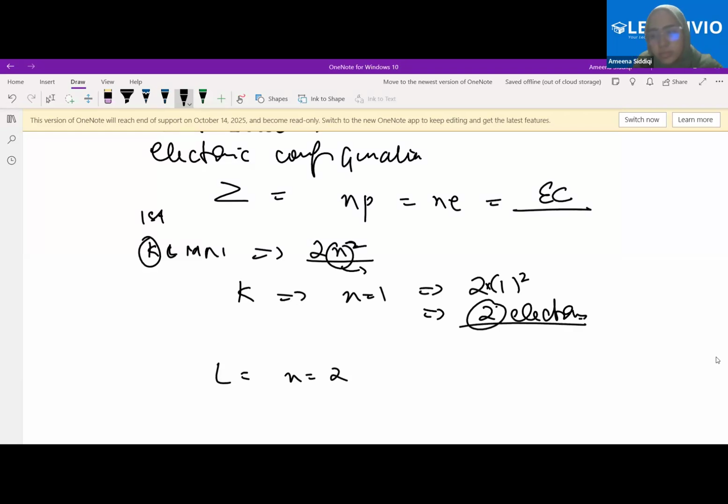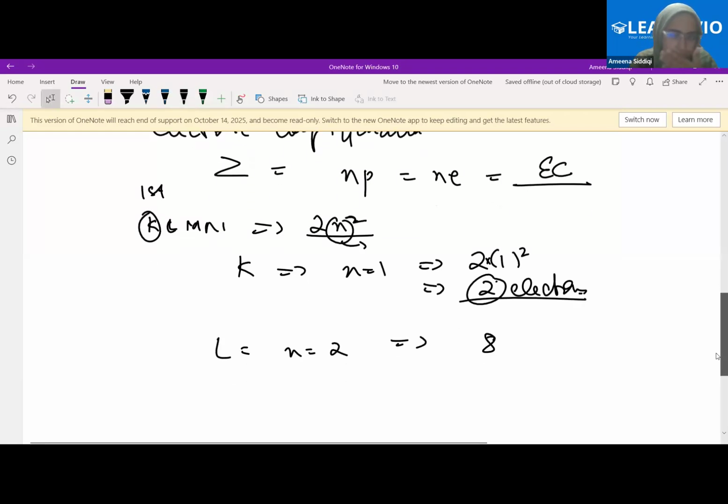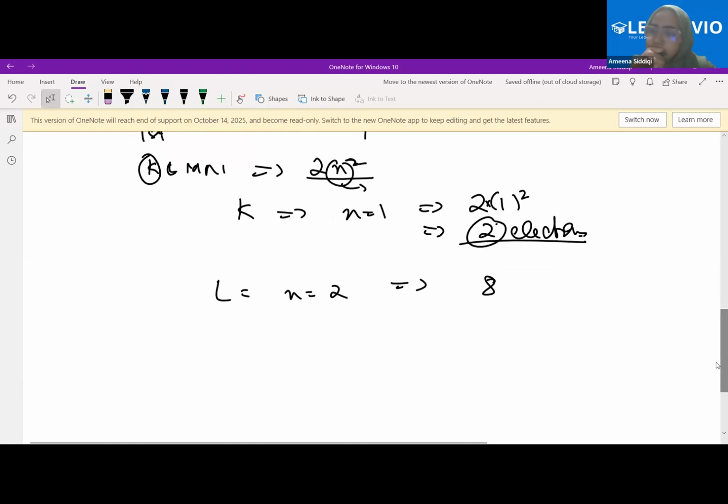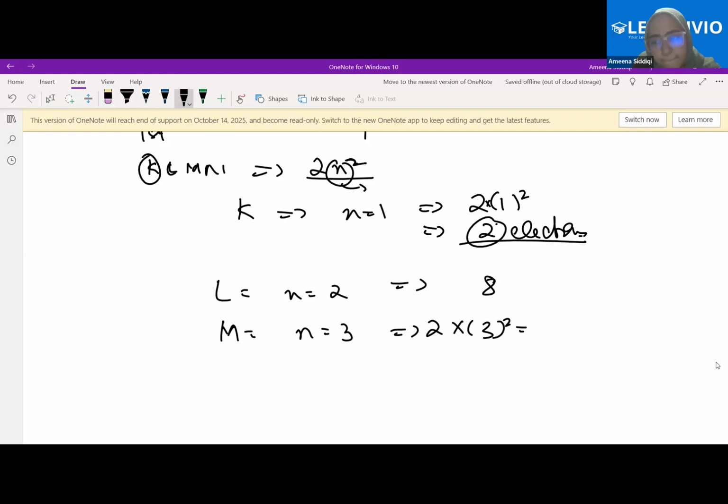In the third shell, what's the maximum capacity? Eight as well. Okay, 8. See, in the n shell, if we talk about n being 3, so 2 into 3 square, what do we get? 18. But then you are saying 8.